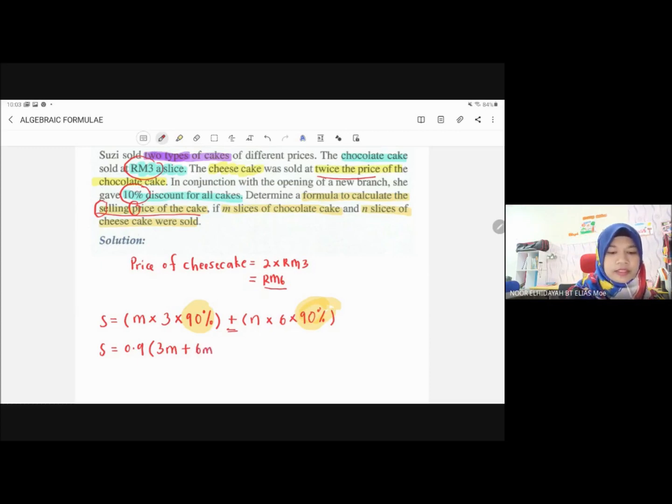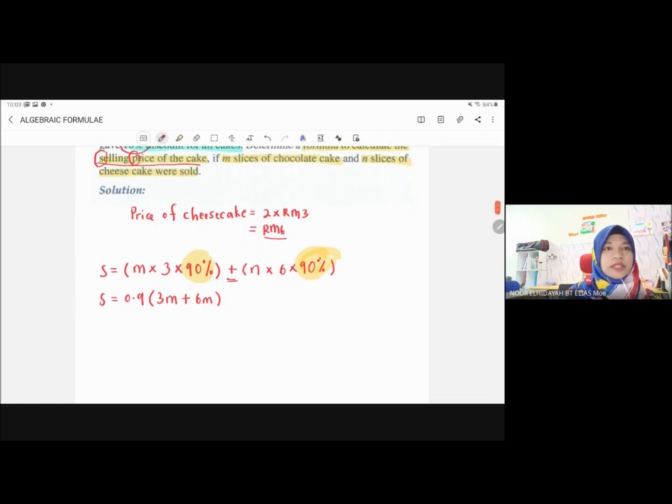Okay, so it is easier for us to use efficient calculation, the efficient calculation that you have learned in Form 1. Otherwise, you can directly multiply 90% times 3 and find the value. I just show you how you can apply your prior knowledge.